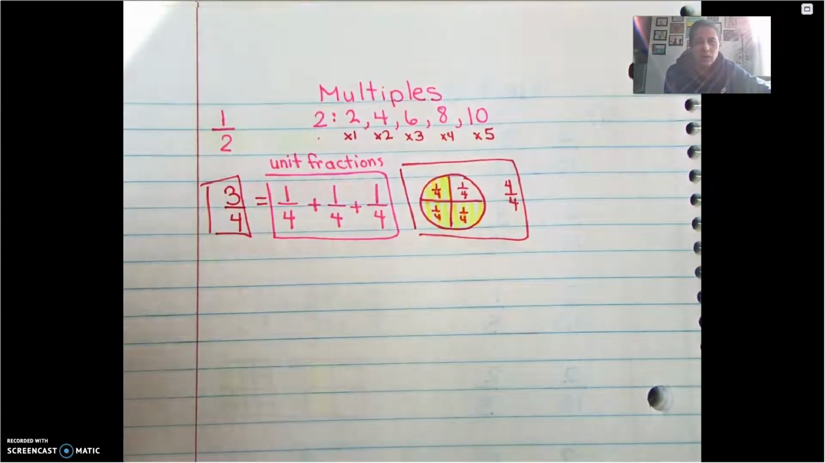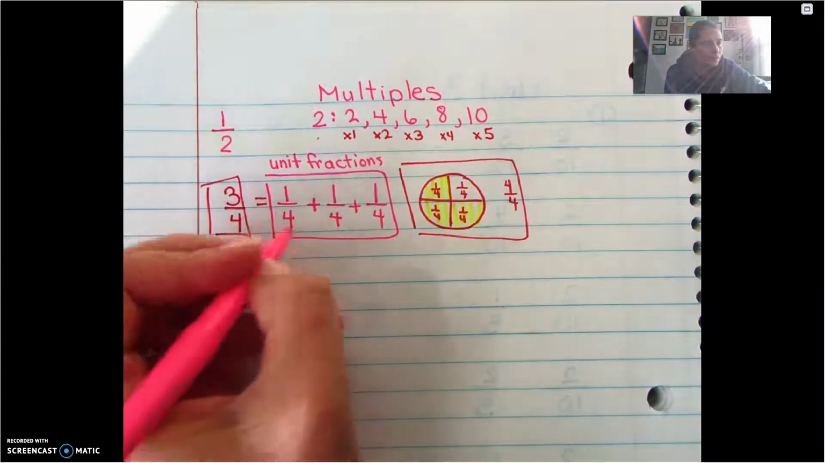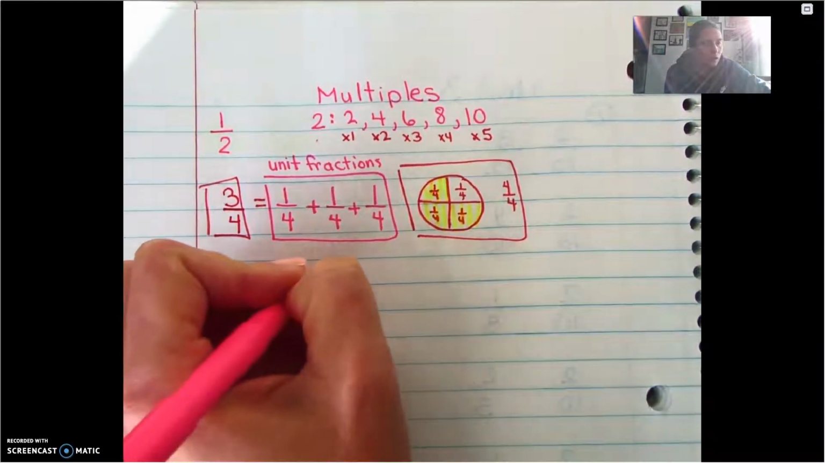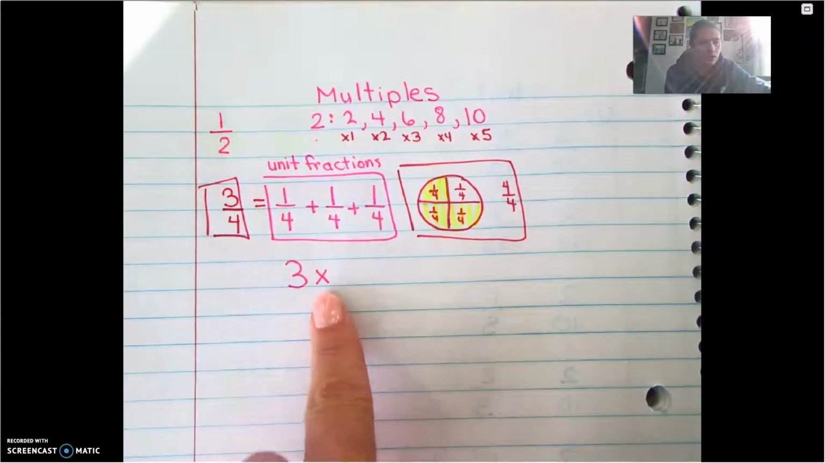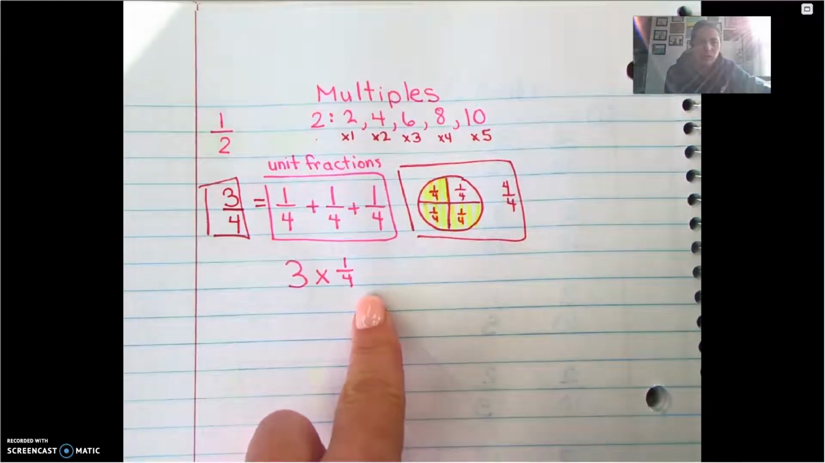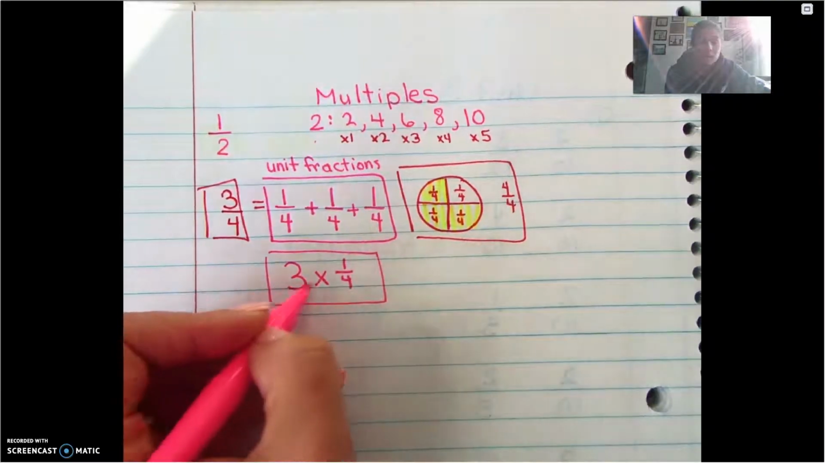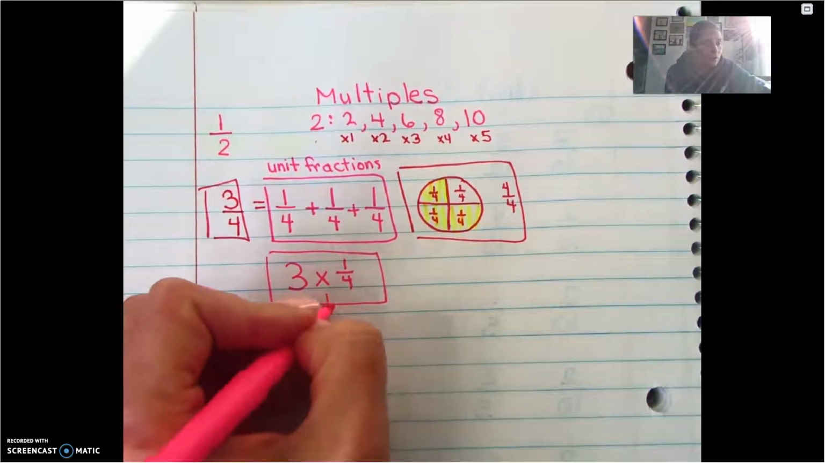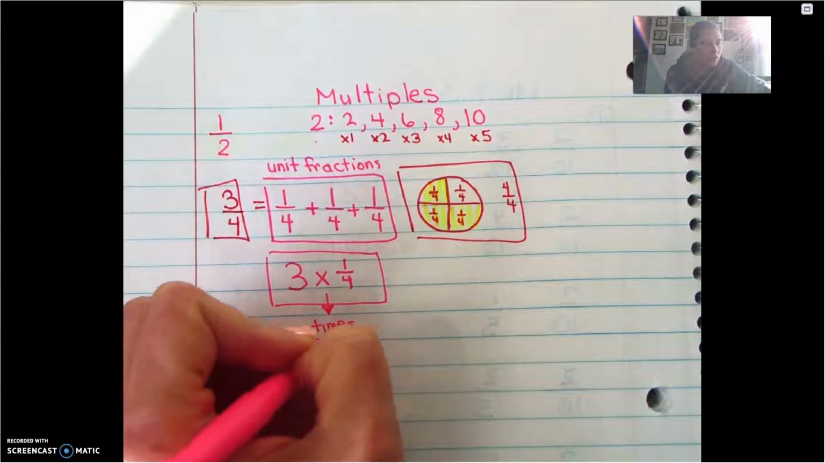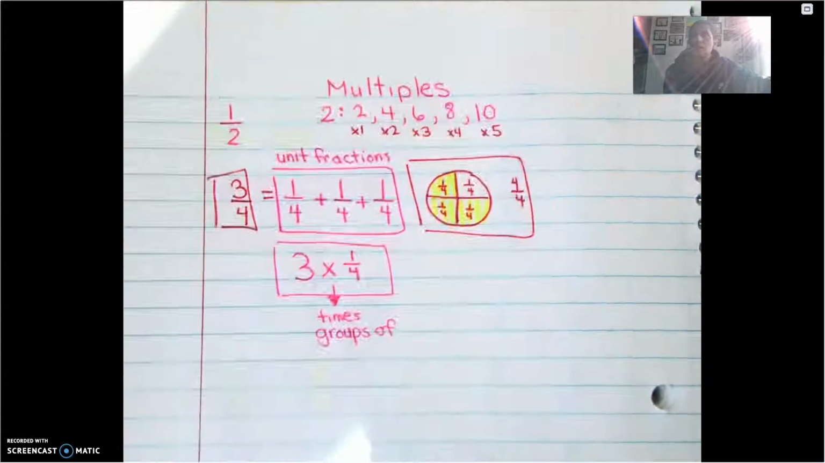Now then, another way that we can write it is how many groups of 1/4 do we have? We have 3 groups of 1/4. So this is another way that we are going to be learning, and how we say 3 times 1/4. And remember, this could be times or groups of.